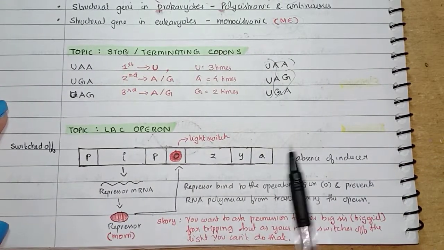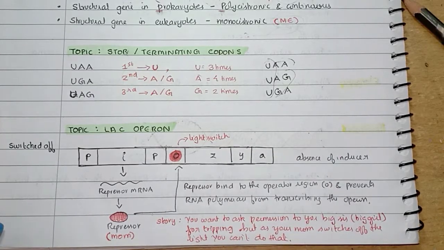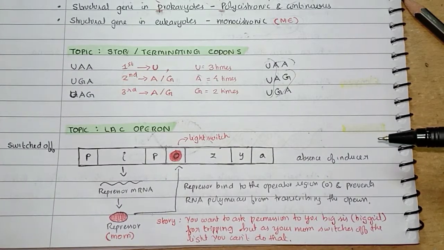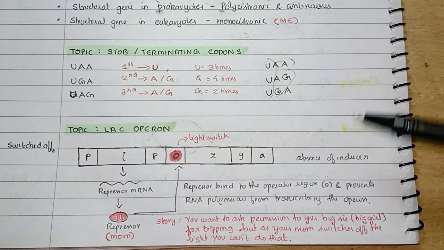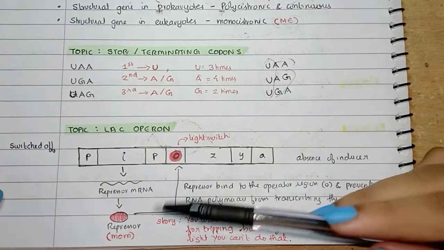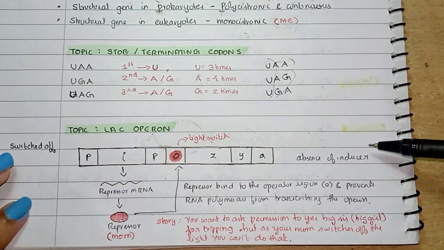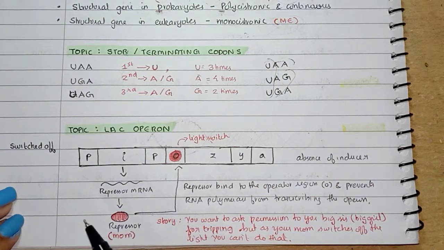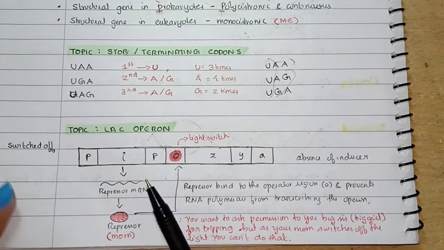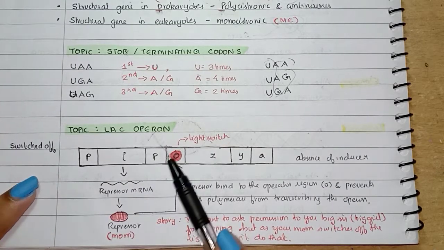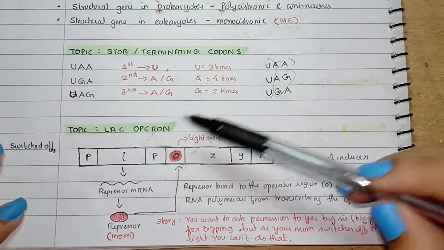So you are unable to ask your sis the permission, whether you can go for tripping or not, and whether she permits or not. You are not able to know that since your mom switched off the light. That is, there is an absence of inducer. That is, no one is coming there to make your mom stay there itself without making her off the switch.